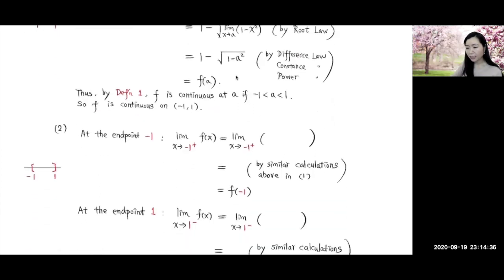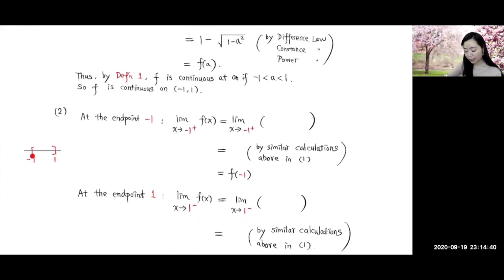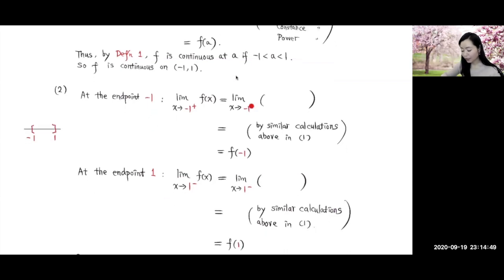Now let's consider the endpoints. So let's think about at -1. So we're going to take the right-hand limit over here because this is the left-hand point. Then we're going to use similar calculation above as in case 1. We're going to get this is equal to 1 because we're going to get 1 over here. Okay, so if you substitute -1 over here, you also get 1. So the limit as x approaching -1 from the right side is equal to f of -1. Then the function is continuous from the right at -1.